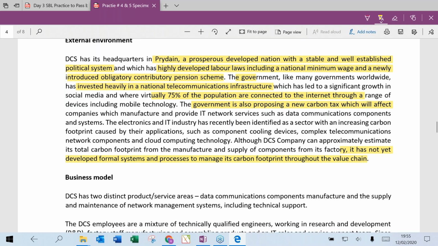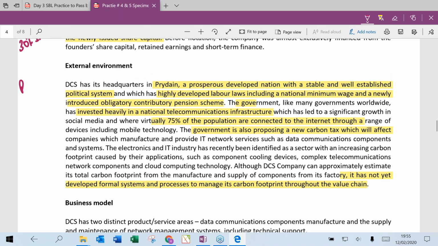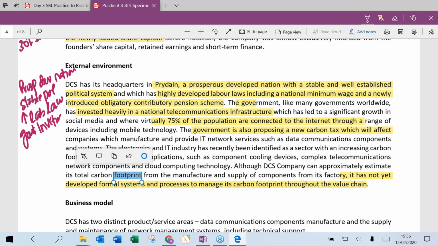Okay, so let's make our referencing. Prosperous developed nation, stable political situation, high labor law, government investing in telecom. Okay, 75% population internet. Wow. New carbon tax.